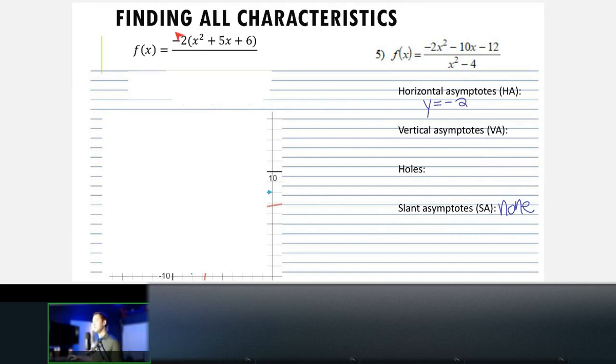And a good way to check, once you pull the -2 out, just real quick in your head, distribute it again and make sure if we do -2 times all three of these, you get back to the same problem. Yeah, we do. -2 times this is -2x squared. -2 times +5x is -10x. And then -2 times +6 is -12. So just a quick check to make sure what we pulled out and what we left over is correct.